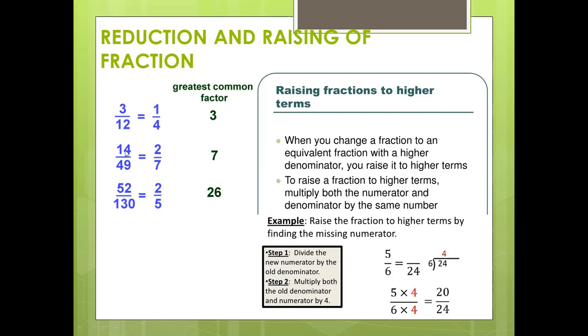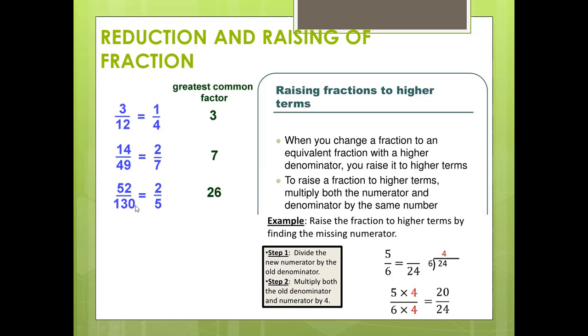Now we have another example. We have 14/49. By reducing this fraction, we are going to find again their GCF, or the greatest common factor. And their greatest common factor is 7. So let's divide our numerator and denominator by 7. 14 divided by 7 is 2, and 49 divided by 7 is 7 as well. So we got the answer of 2/7.